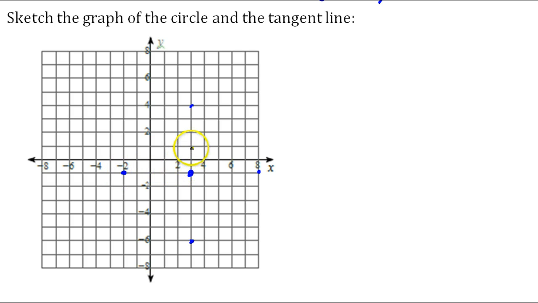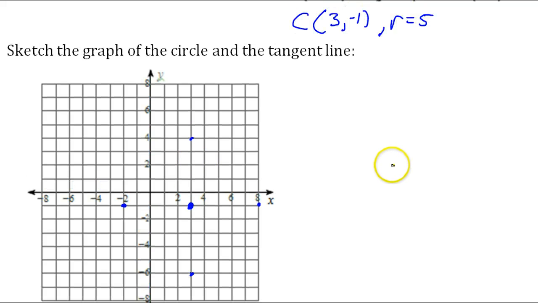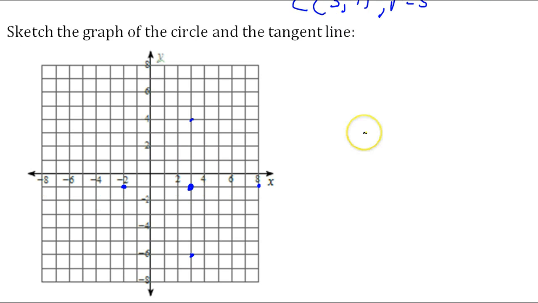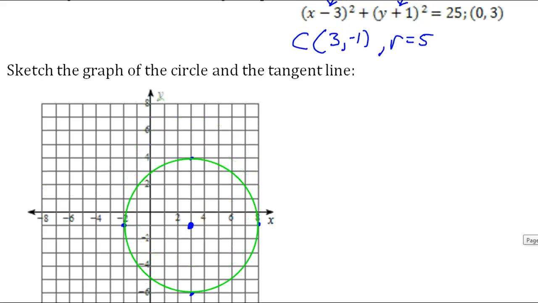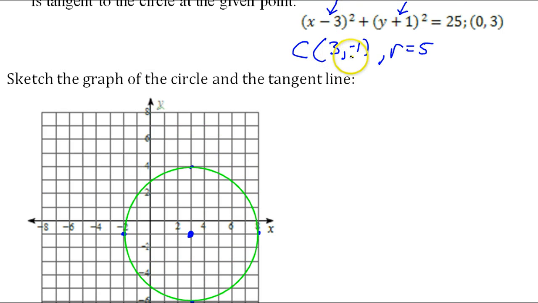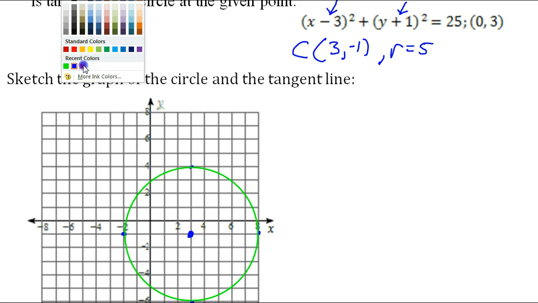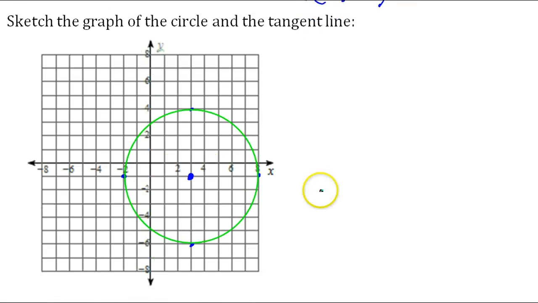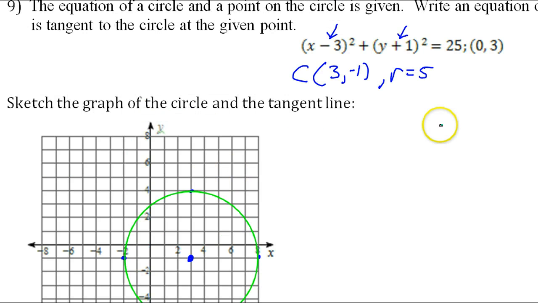Okay, so our circle is going to be doing like this. And also, let's go ahead and draw that. Alright, so this is the circle that we're dealing with. Now, we're given the point of tangency, which is 3, -1. Alright, so 3, no, I'm sorry. This is the point of tangency, 0, 3. Alright, so that's going to be right here. Alright, that's the point of tangency.